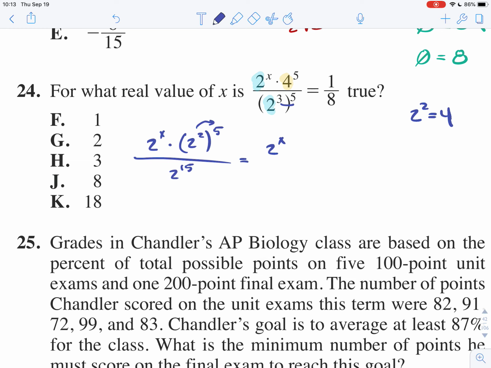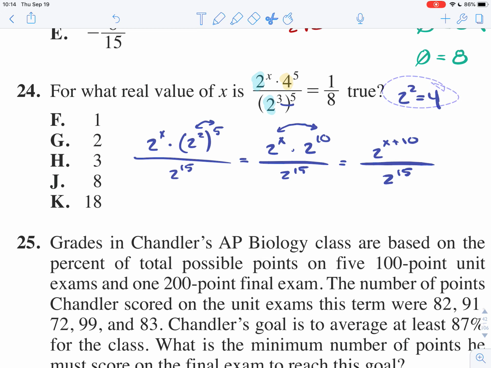But again, power rule states that we multiply our exponents. So 2 to the x times 2 to the 10th divided by 2 to the 15th. And then our next step here, product rule. So since we're multiplying, we add the exponents. So that is going to be equal to 2 to the x plus 10 divided by 2 to the 15th.